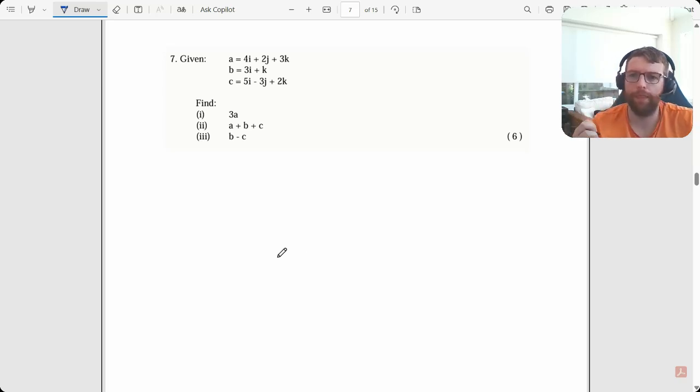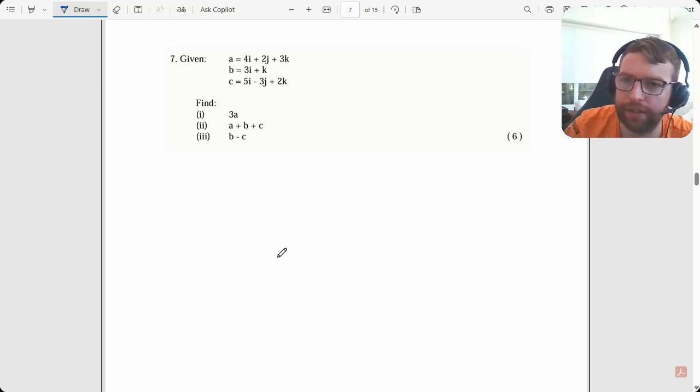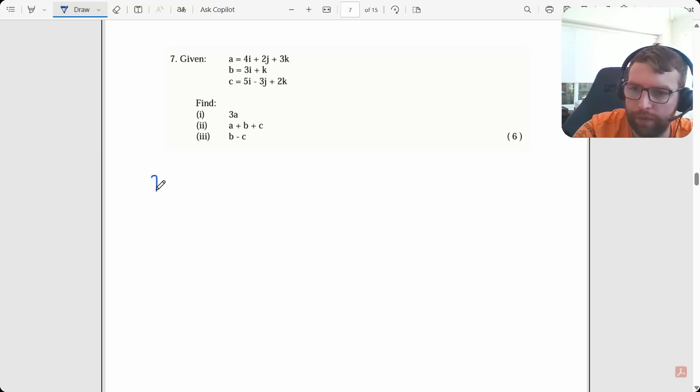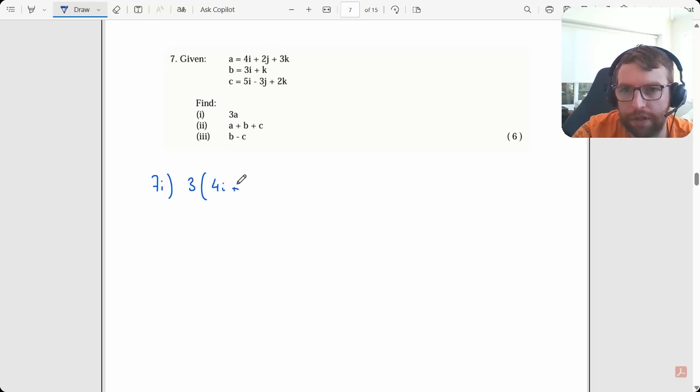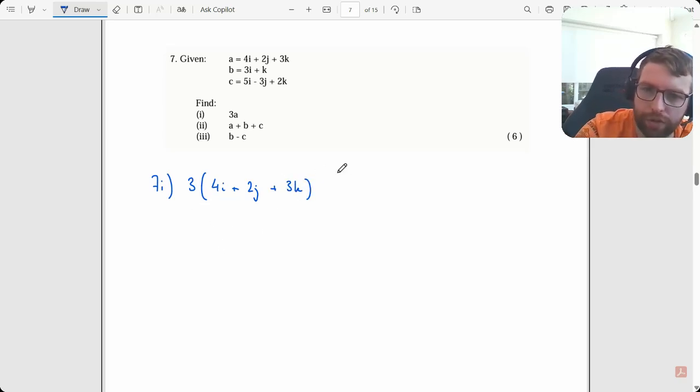So, i, j and k. Hopefully this is fairly straightforward, but you can just put the 3 in front of the value of a. So 3 times all of this, and then just times them all together. So you've got 12i plus 6j plus 9k.